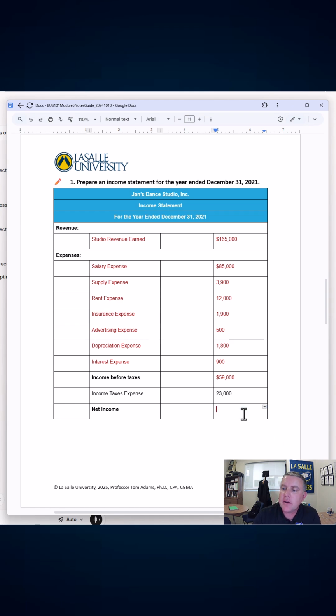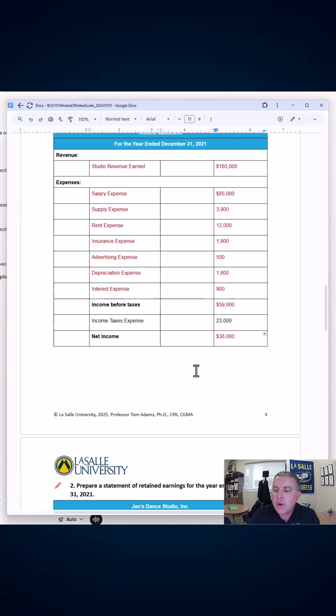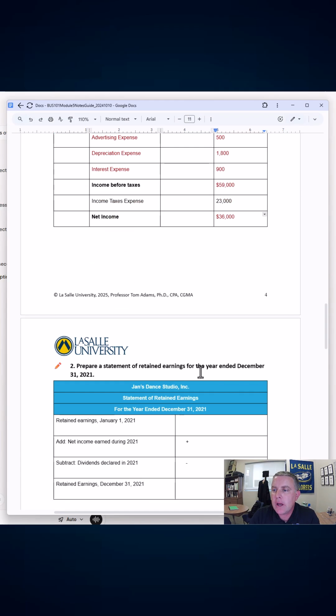And finally, my net income is 59,000 minus 23,000, or 36,000. All right, so that's our income statement. We're done. Income statement is done. Next thing, we have to do our statement of retained earnings.